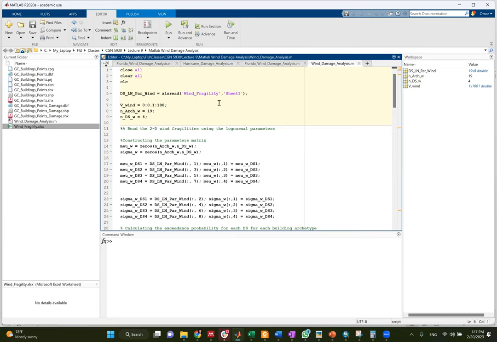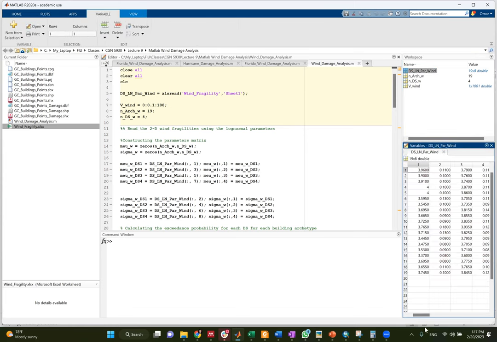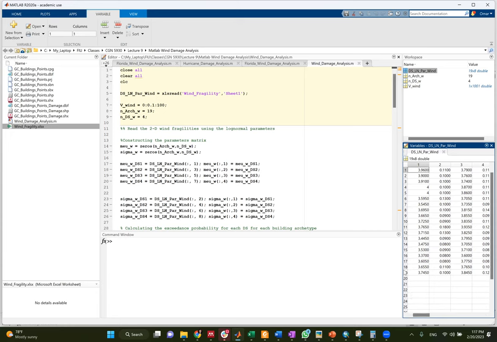I believe all of you have used MATLAB before, right? Okay. So right now I have my Excel sheet. I named it damage state DS lognormal parameters for wind. Try to name files with something that represents the data inside the file. Right now I have the numbers for each damage state. The columns are damage state one, two, three, up to four, and I have 19 rows for my 19 building archetypes.